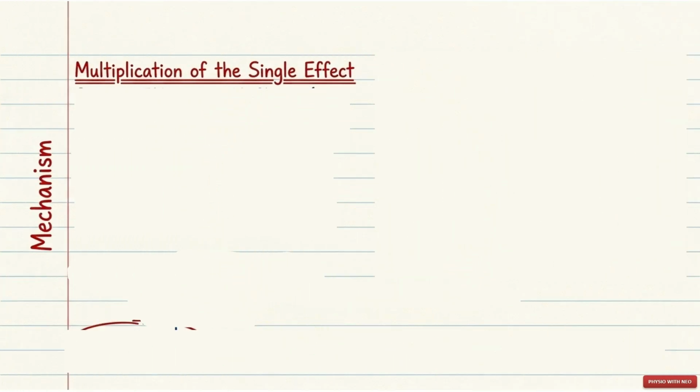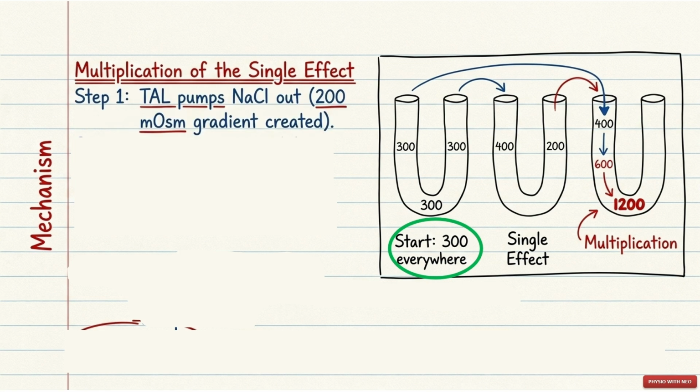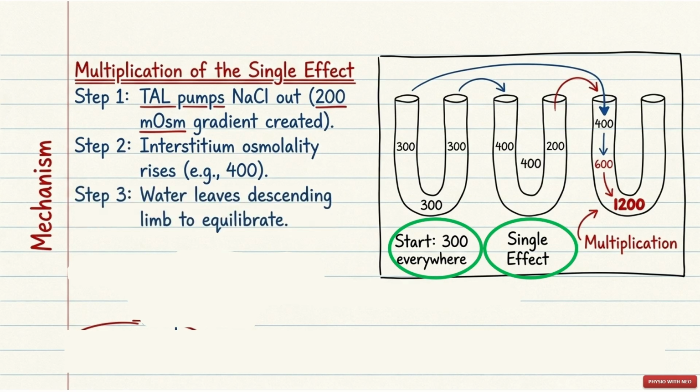Multiplication of the single effect. As you can see in the beginning, everywhere the osmolality is 300 milliosmol, and then this single effect occurs. In this, the thick ascending limb pumps the sodium chloride outside, making a 200 milliosmol gradient inside the tubule, and the interstitium osmolality rises to 400.